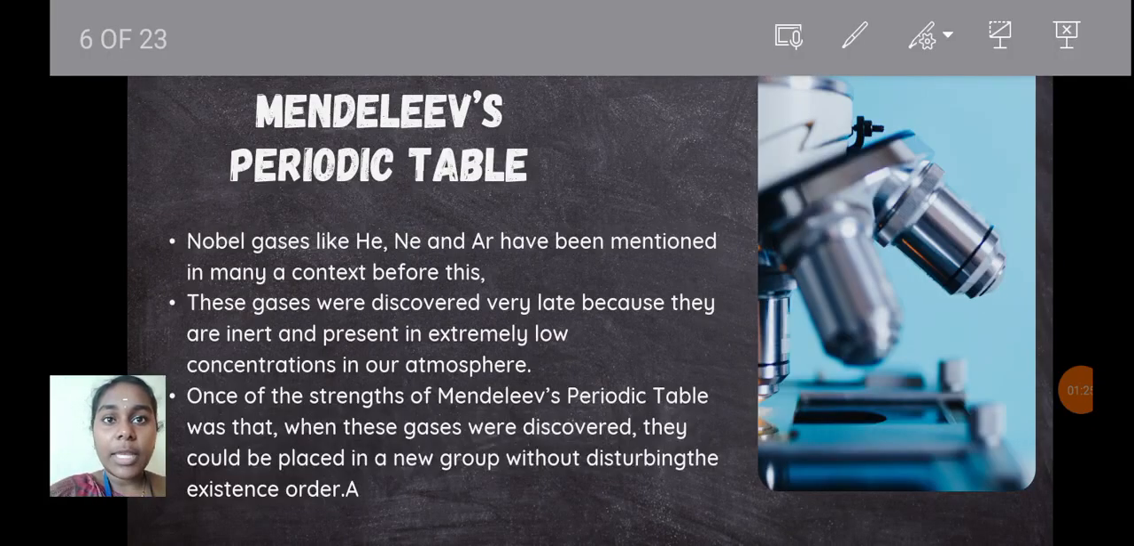Next, Mendeleev's periodic table. Noble gases are gases like helium and neon. They were not mentioned in any group of the table before, because these gases were discovered very late, since their concentration in the atmosphere is extremely low. So once again, the strength of Mendeleev's periodic table was that when these gases were discovered, they could be placed in a new group without disturbing the existing order.